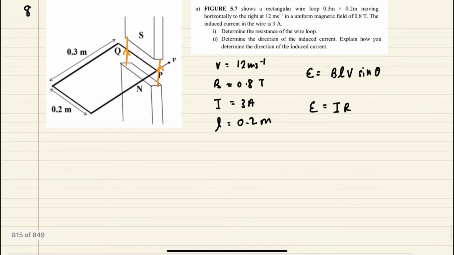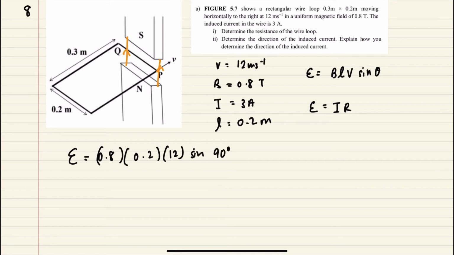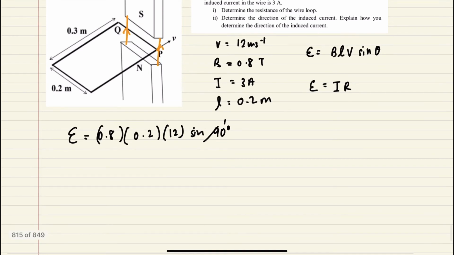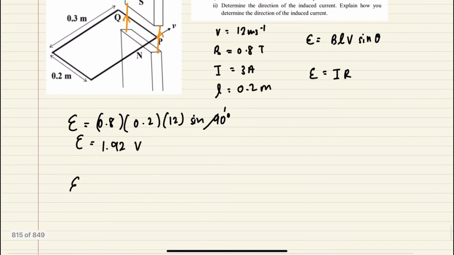So the first equation, BLV sin theta: 0.8 for B, L is 0.2, V is 12, sin 90 degrees, because V is to the right here and the magnetic field is upwards, so they are 90 degrees to each other, so that equals 1. 0.2, 0.8, 12, here I got 1.92. And then I can calculate EMF equals IR, since I is given.